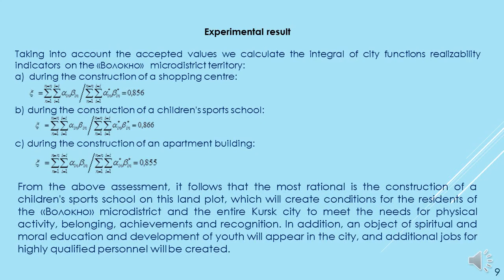From the above assessment, it follows that the most rational is the construction of a children's sports school on this land plot, which will create conditions for the residents of the Volokno microdistrict and the entire Kursk city to meet the needs for physical activity, belonging, achievements, and recognition. In addition, an object of spiritual and moral education and development of youth will appear in the city, and additional jobs for highly qualified personnel will be created.